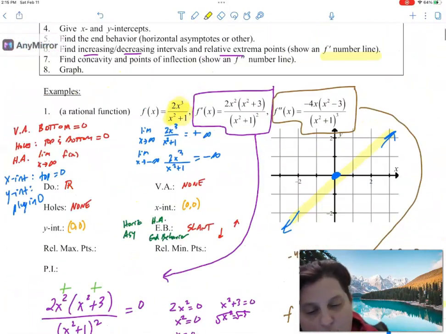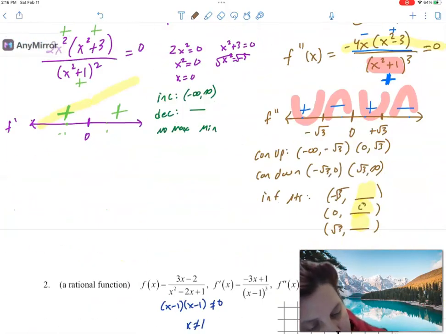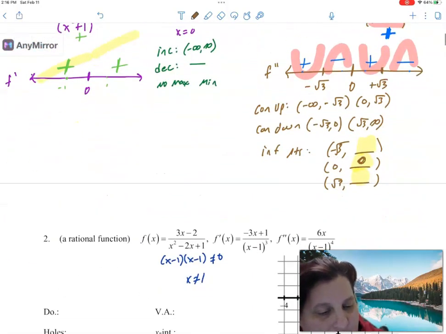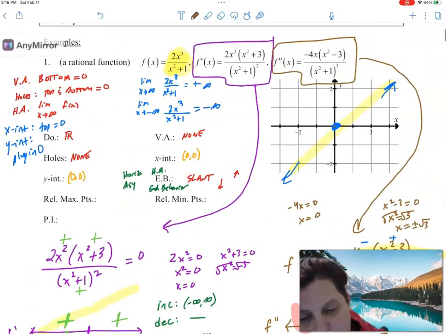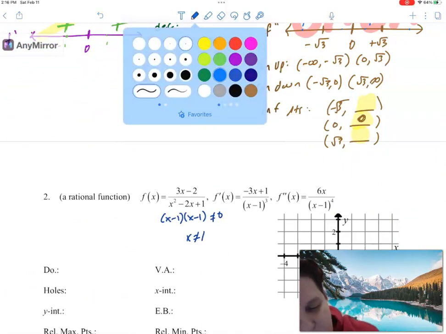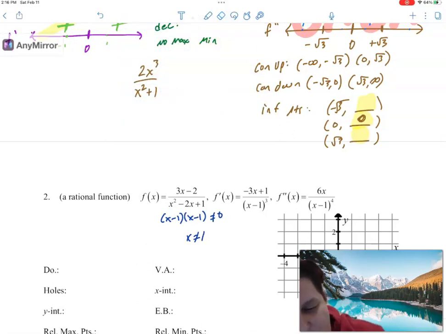Okay? Now, let me plug in 0 first because it's easy. 0, 0 is my inflection point. And I've already got that point on my graph because it was both the x and y intercept. Now I need to plug in negative root 3 and positive root 3. 2x to the third over x squared plus 1. Okay, see if you can follow this along with me. I'll do positive root 3.